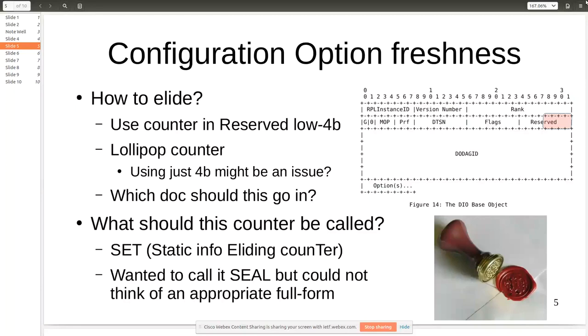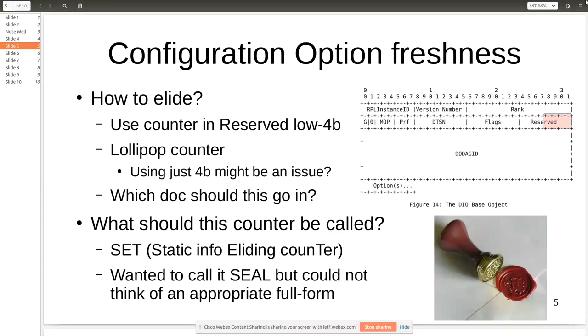So last time we discussed using the lower four bits in the reserved section in the base DIO message. As you can see on the screen, the small pink color box on the right hand side of the message shows the number of bits that we are going to make use of. This is the first point.